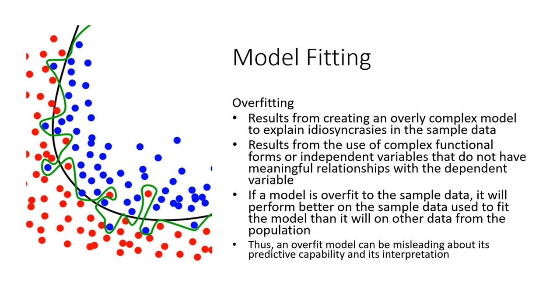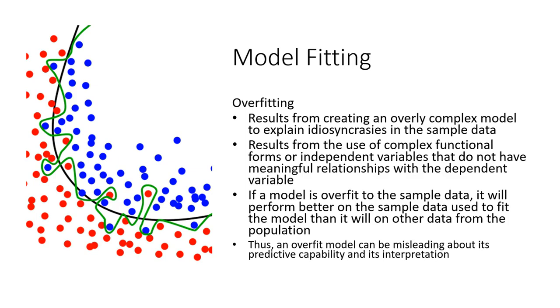One of the concerns that we have when we fit models is something called overfitting. And this is going to result from making your model too complex. And so if you spend a lot of time putting a lot of variables into your model that's going to explain all the nuances in your data, you end up with a really complex functional form or independent variables that don't have a meaningful relationship with that dependent variable.